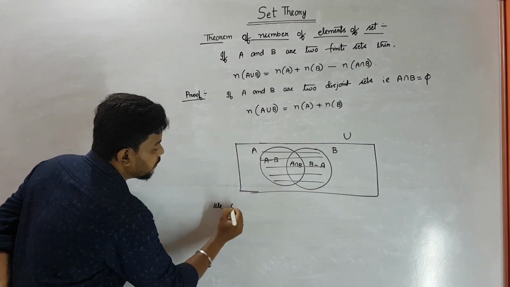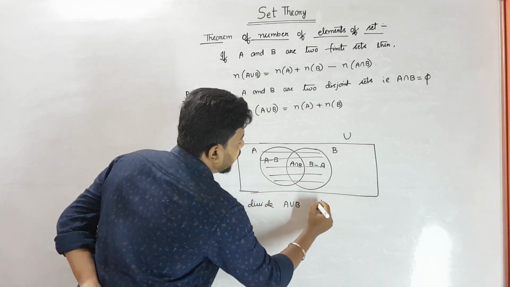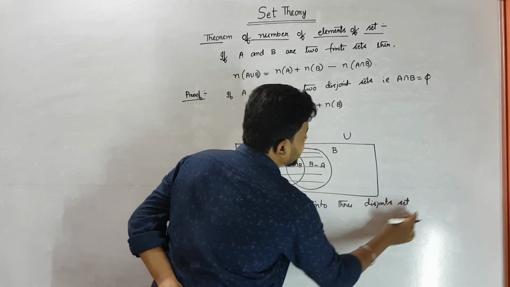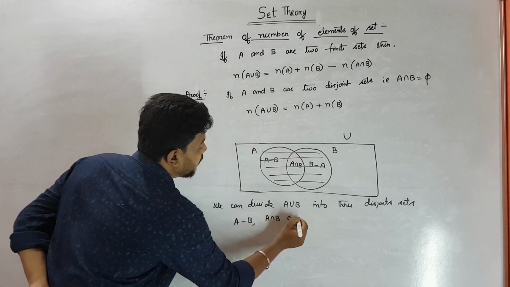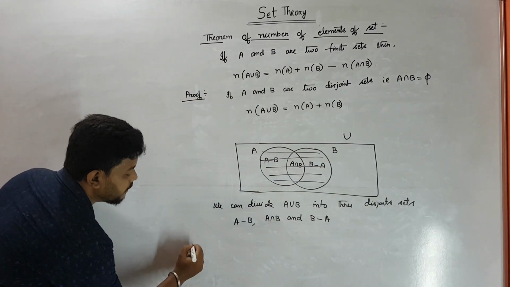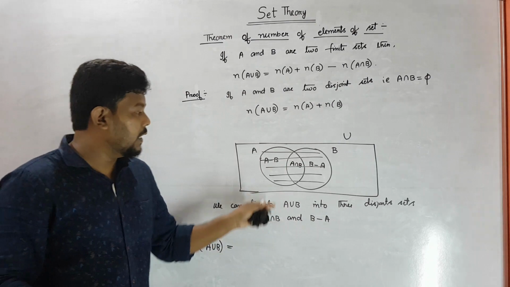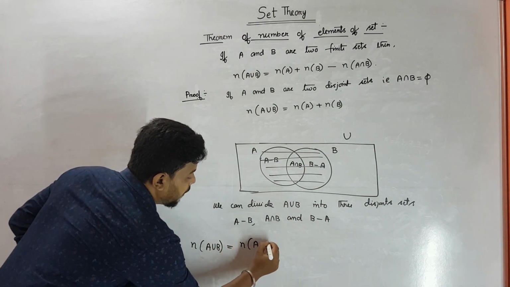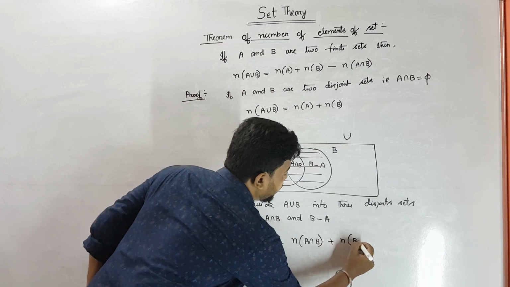So we can divide A union B into three disjoint sets: A minus B, A intersection B, and B minus A. So, if I find n of A union B, it will be equal to the sum of the individual numbers of elements of the three disjoint sets. So, n of A union B is equal to n of A minus B plus n of A intersection B plus n of B minus A.